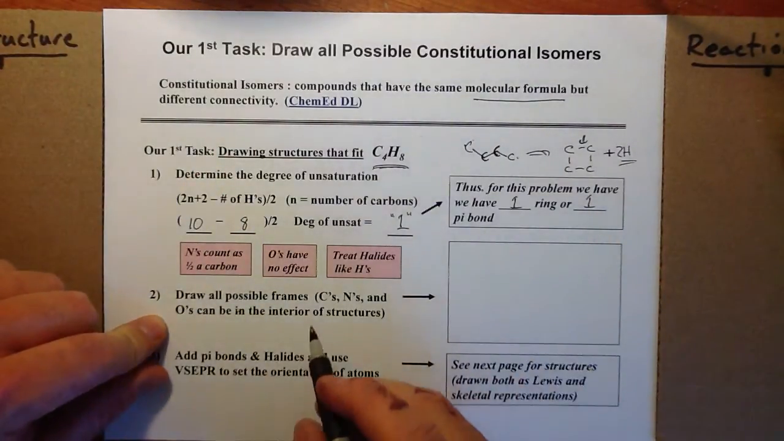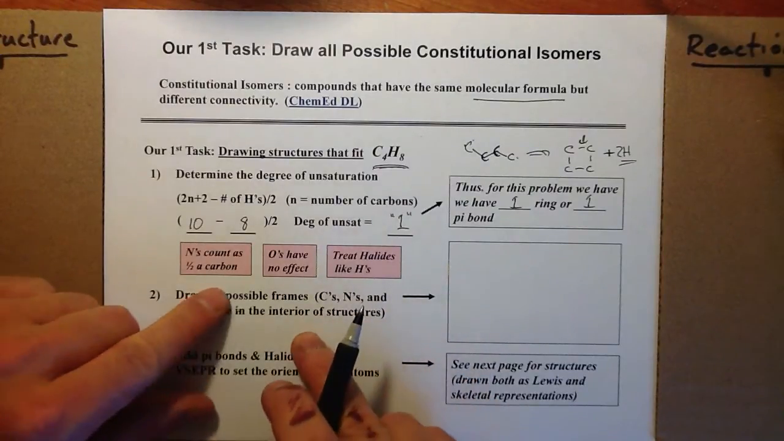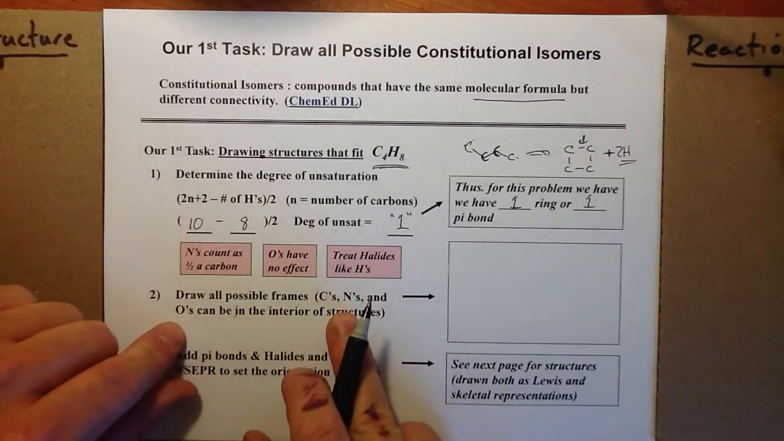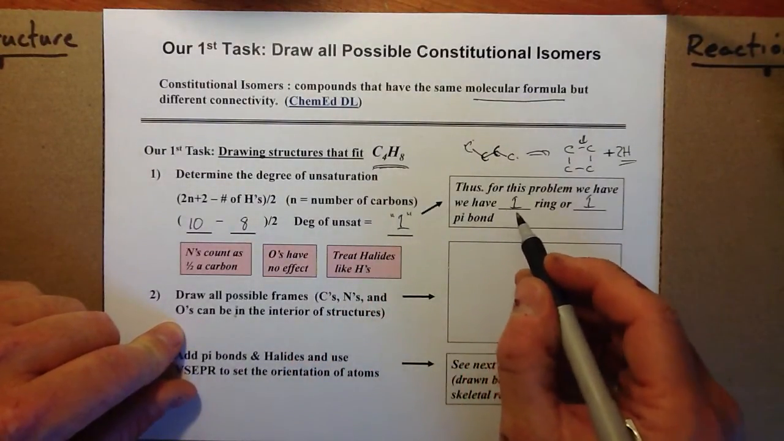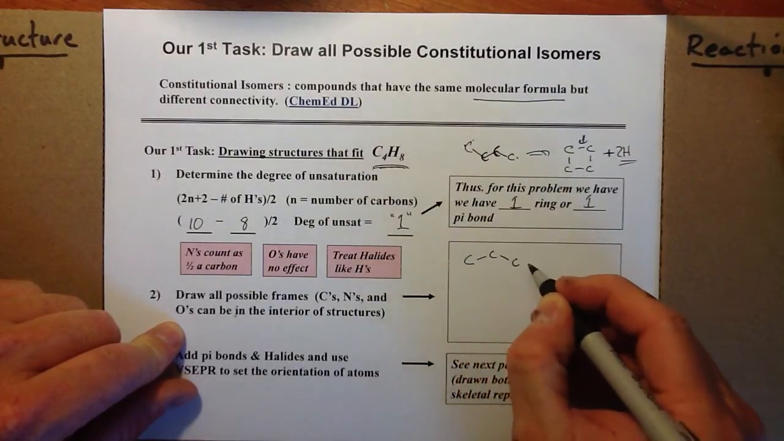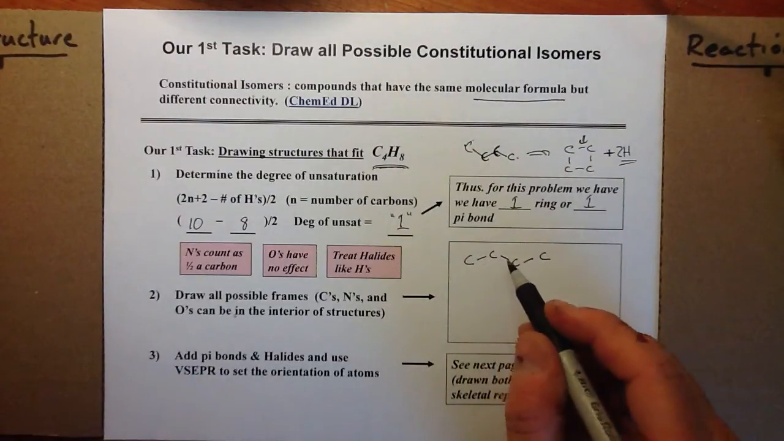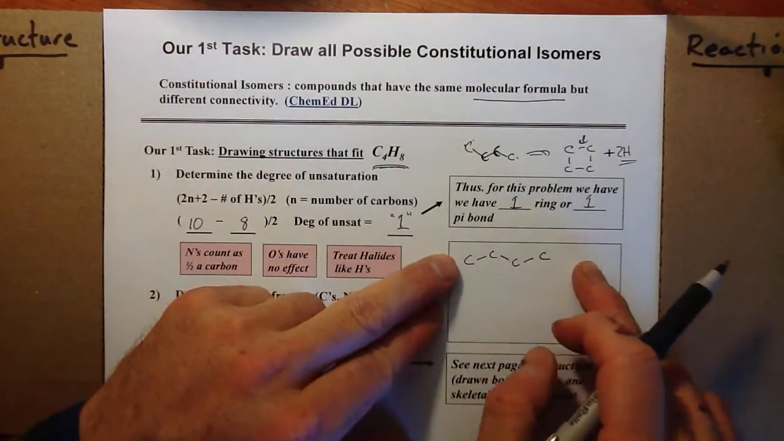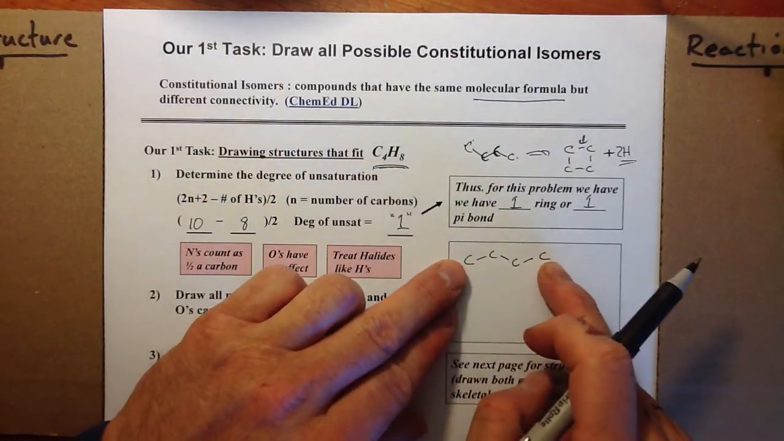The second was draw all possible frames. I'm going to go a little more quickly with this step. We know we don't have any N's or O's. We have 4 carbons, and we know we have the ability to consider rings. So we can do the simplest thing first, which is to consider those structures without rings. That's what we call a linear form, 4 carbons in a line.